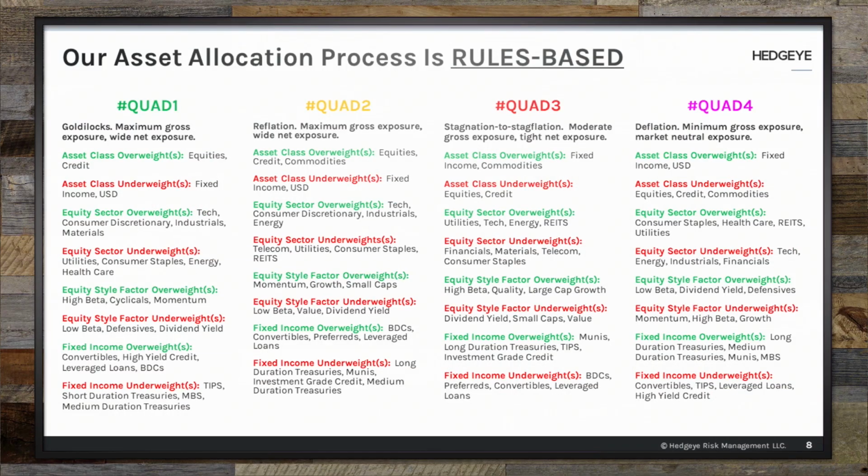H is asking, within the last year, it appears you guys amended your GIP asset allocation worksheet to include tech as an equity sector overweight. What precipitated this change? I think they're talking about slide 8. So if you go to slide 8, what we're showing there are the sectoral, asset class, style factor, and fixed income sector overweights and underweights per quad.